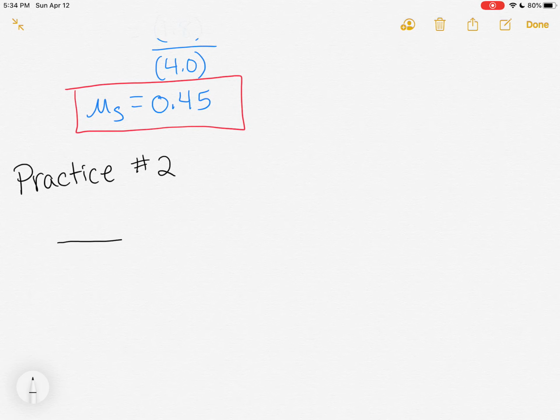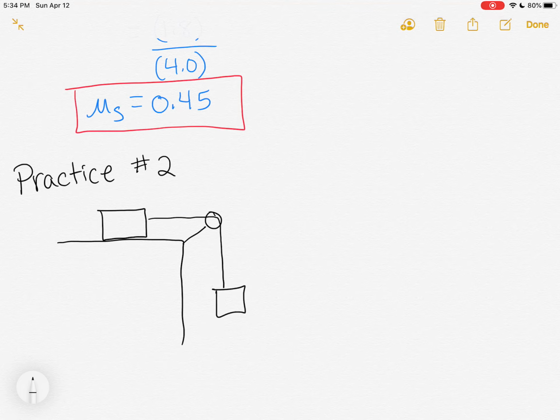Okay, so in this one, again, we've got a pulley with a block on the table. So it looks very similar. You'll notice that pulley problems actually all tend to look very similar to each other. And we've got a hanging block. Only this time our block on the table is 3.2 kilograms. Our hanging block is 1.5 kilograms. We are given a coefficient of kinetic friction as 0.30, and this is for the block on the table.